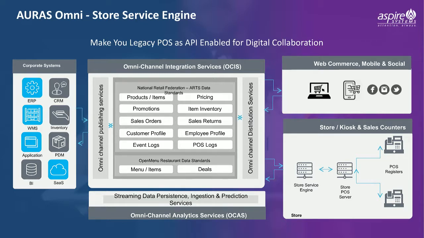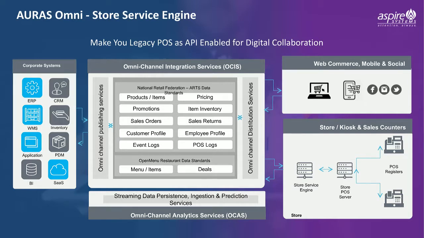The left-hand side is the corporate systems. Those corporate systems push the product, pricing, and promotional data through the omni-channel integration services. The omni-channel integration services is a common platform that can collaborate with a web-enabled system as well as legacy application systems. In this case, the legacy application system sits in the store in the form of POS. So how can the POS be collaborated with? As you can see on the store side, there is a store service engine that interacts with the point of sale system in a native mode.